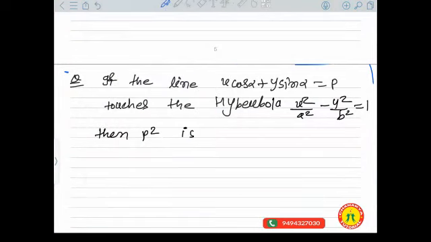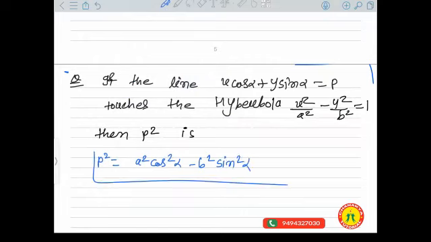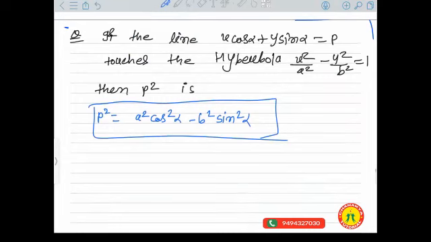Srisha? The answer is, p square is equal to a square cos square alpha minus b square sine square alpha. This is the answer. Anyone get the same answer?